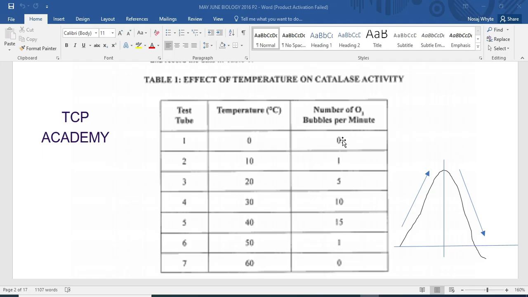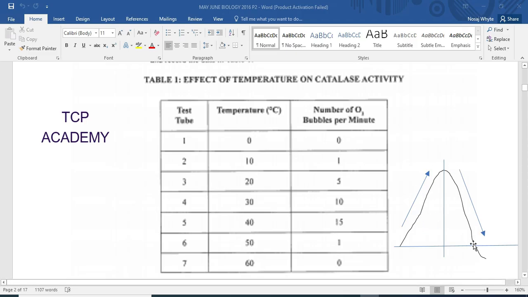Now we're looking at the table, and the convention for a table is that the independent variable, that's the variable that the experimenter will manipulate, is going to be in the leftmost column. Now if we were supposed to use the leftmost column here, which is test tube, we would have to have a legend for the graph. That would be a little more work.